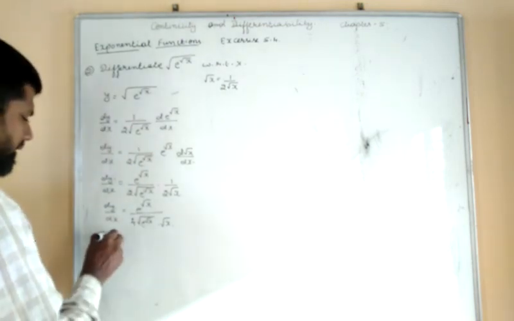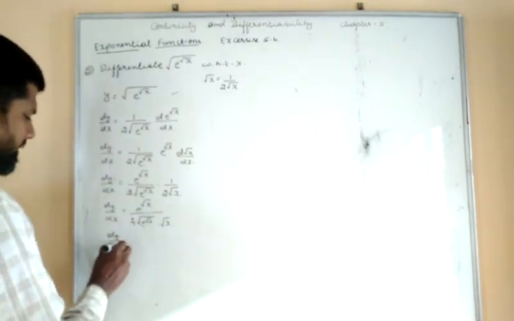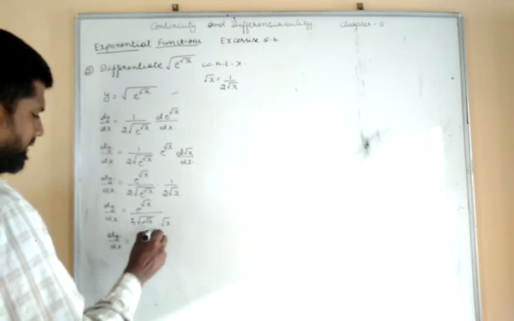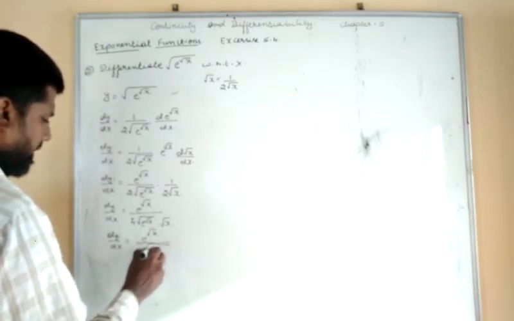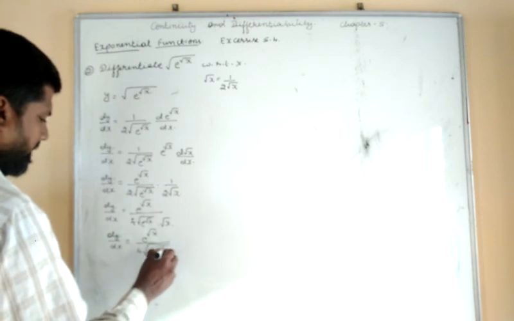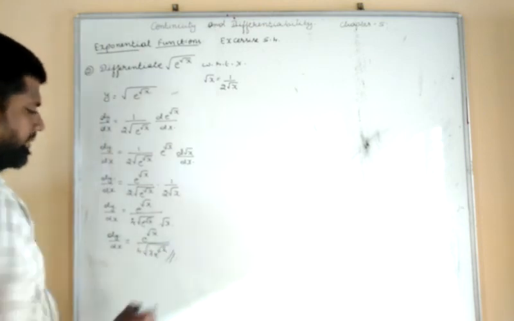Or you can write dy by dx is equal to e to the power of root x by 4 into root of x into e to the power of root x. So this is the problem we solved by the direct method. Let us solve this problem by the substitution method.